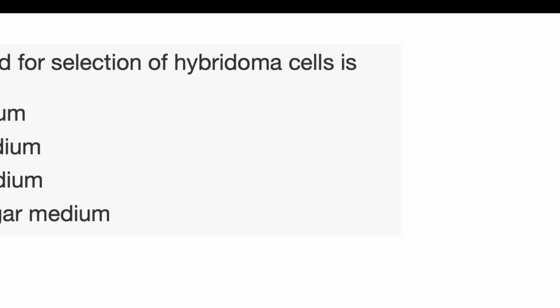So we had just discussed the hybridoma cell technology. Now, what is the medium that was used for selection of hybridoma cells? Let me wait for a minute to collect some answers, then I will reveal the correct answer. And I know that you guys will answer it very correctly.